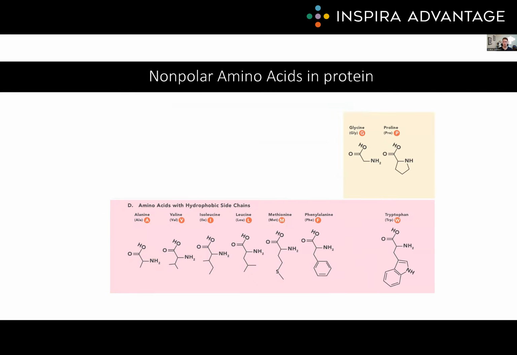Lastly, let's discuss the location of nonpolar amino acids in proteins. Nonpolar amino acids are hydrophobic, meaning they have a low affinity for water. As a result, they tend to be located on the interior of proteins away from water molecules. Nonpolar amino acids can interact with one another via van der Waals forces, which can help stabilize the protein structure.